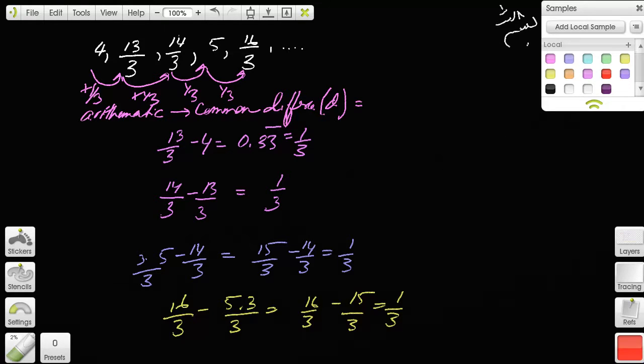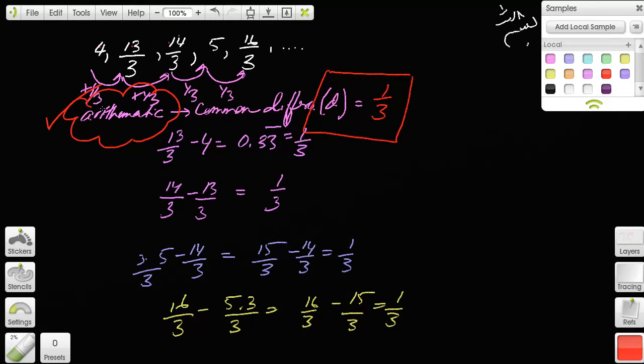That is going to be an arithmetic sequence. So the thing to do is find the difference by subtracting each term from the next. If they're all the same, then it's the common difference, and the common difference is 1/3. So this is an arithmetic sequence. That was good. At least we got one there.